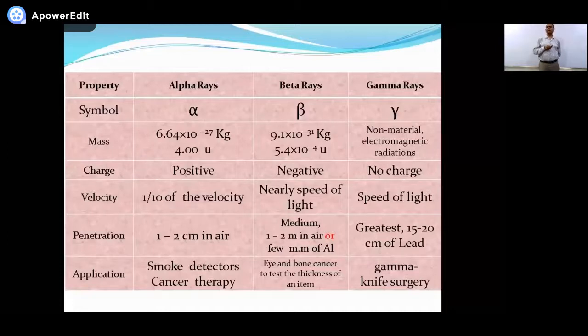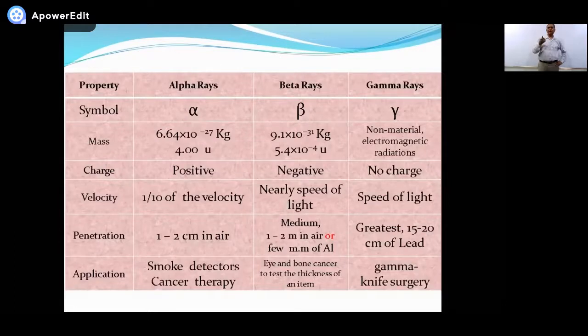Okay? What is the speed of light? 3 lakh kilometers per second. It means this second passes and light travels 3 lakh kilometers, 0.3 million kilometers. With this enormous speed, light travels. And what is its 1/10 value? Around 30,000 kilometers per second. So this is the speed of alpha rays. Beta rays, since they are lighter, move with a speed nearly equal to the speed of light. And gamma rays move with the speed of light. Okay?